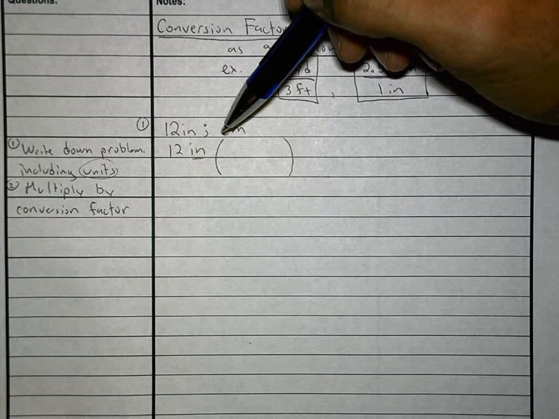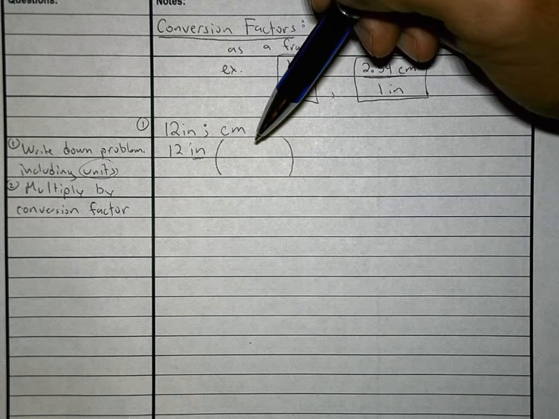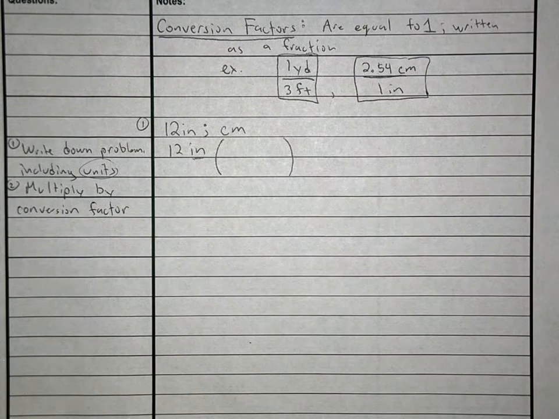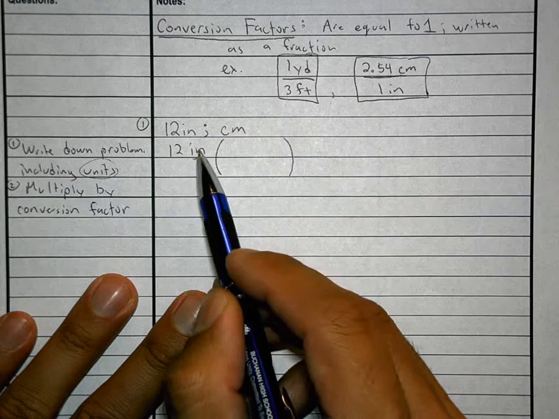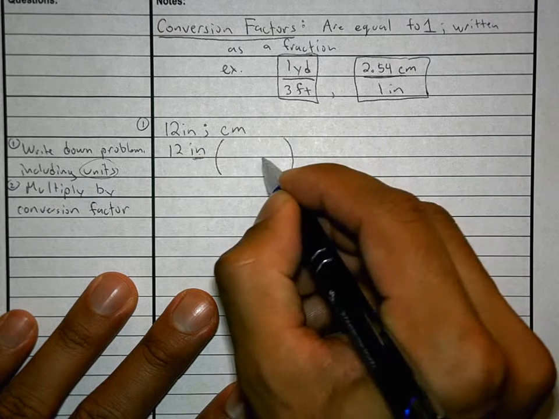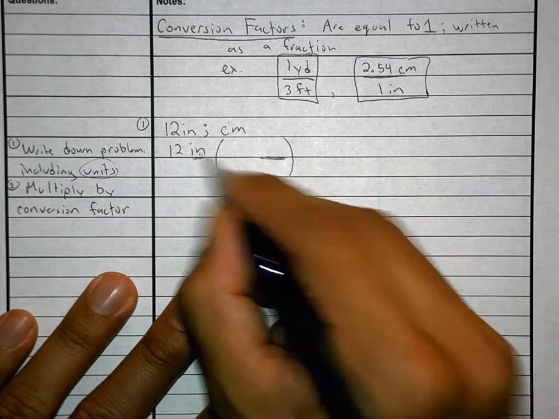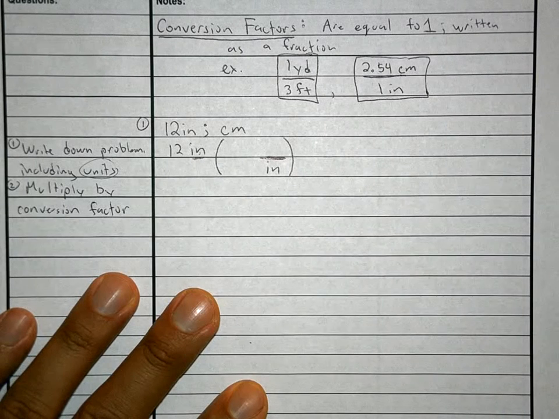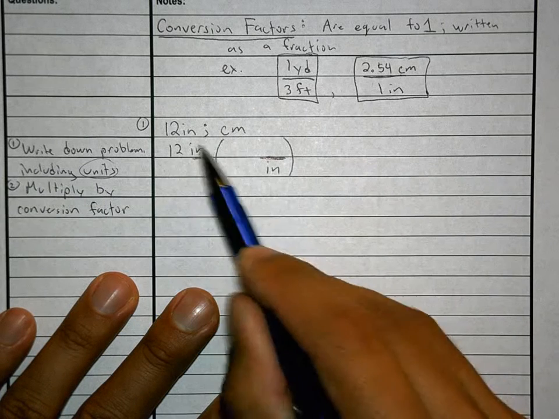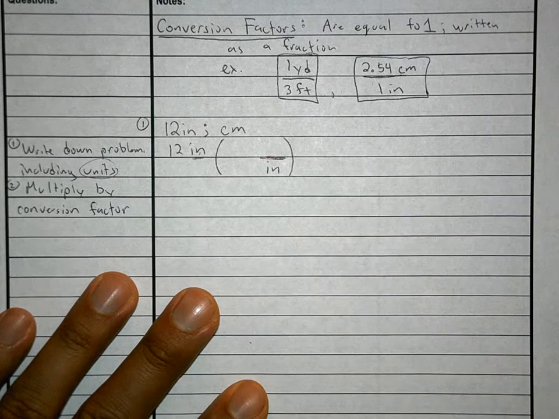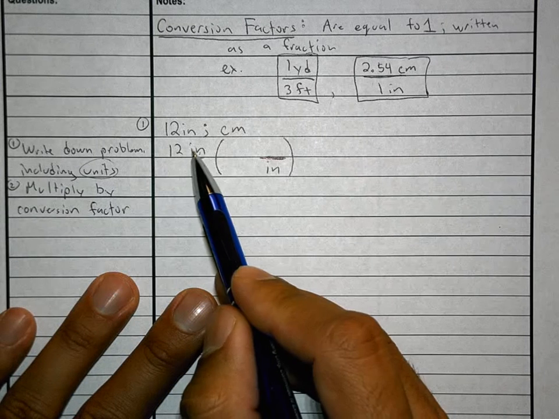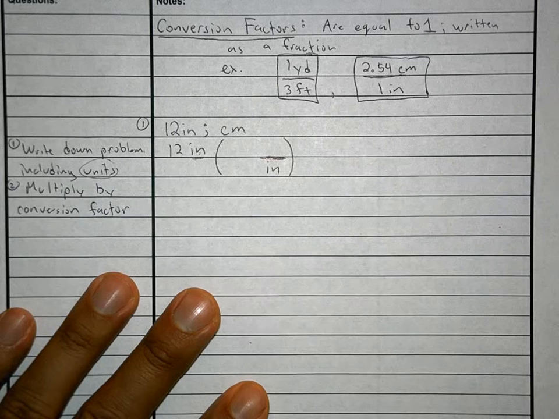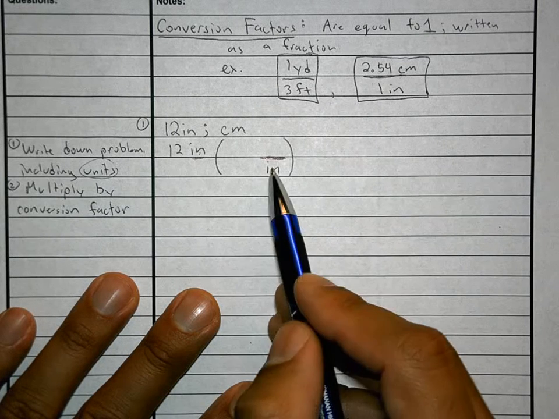Sometimes you will have inches on top. Sometimes you're going to have inches on bottom. But here's how you know where it goes. If you have inches on top over here, you want that to go away, and you will need inches on bottom for it to go away. If you want inches to go away, it needs to be in the opposite place as where it currently is. I want inches to go away, so it's on top; I want it on the bottom.